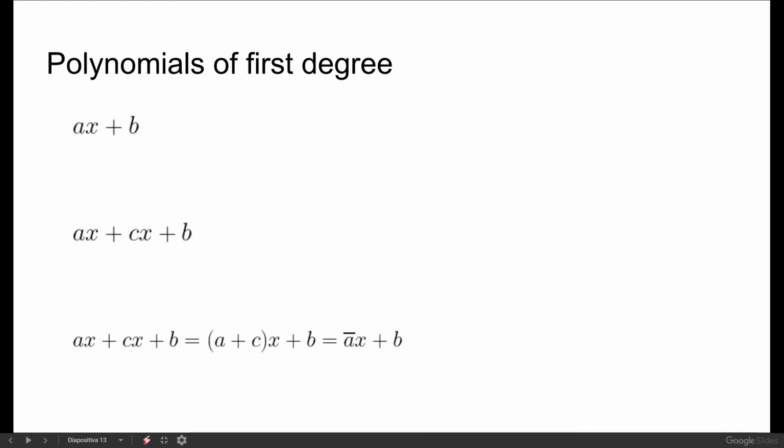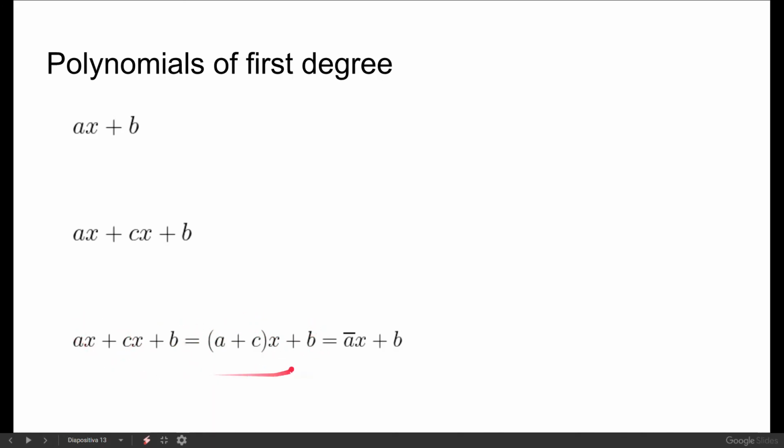Well, yeah, you're right. It could be something like this, but because of the distributive property that I just showed you, you could take this term and group the x. You see, in here we have an x, in here we have an x, so we could actually take the x outside and multiply a plus c. So that's exactly what we have here. If we have ax plus cx plus b, we would have a plus c times x plus b. So what I did here was use the distributive property.